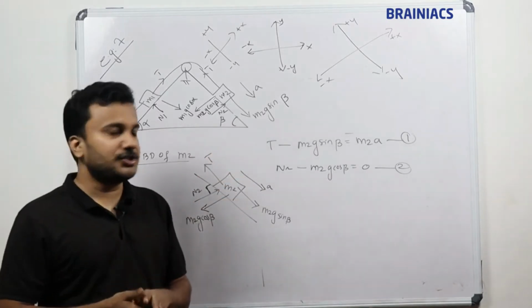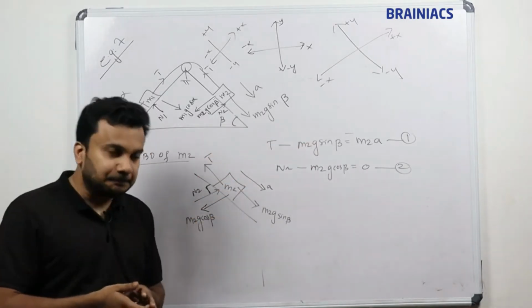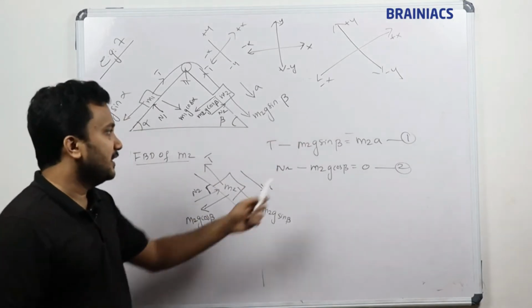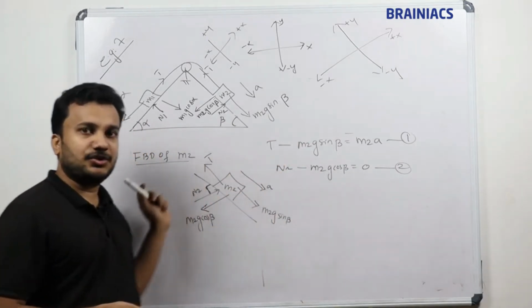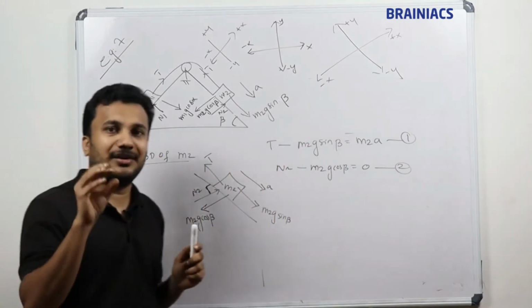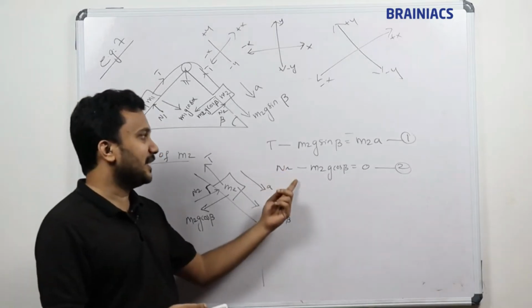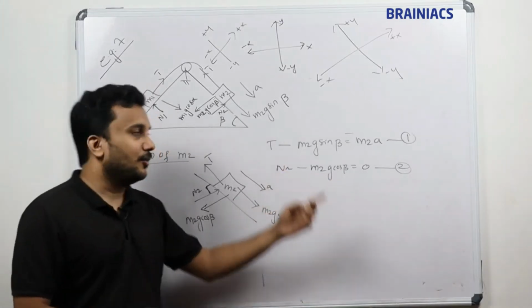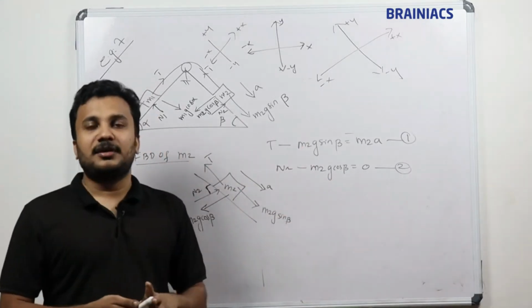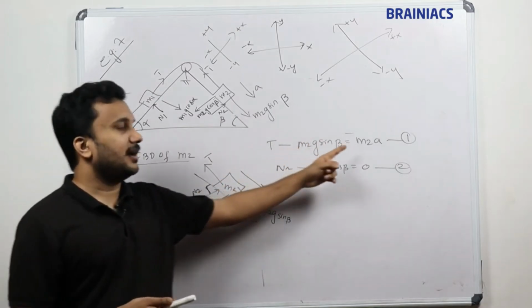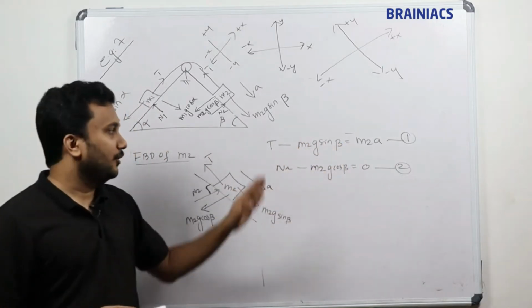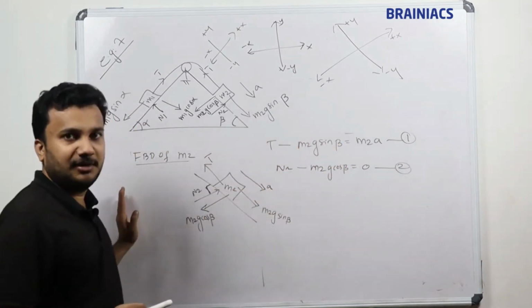You can rearrange the equations and find out the value of tension, because the second equation of the free body diagram of M1 is not required, since it does not contain acceleration or tension. Only the first equation of M1 and the first equation of M2 will contain acceleration. So you have T here, and you have T there.